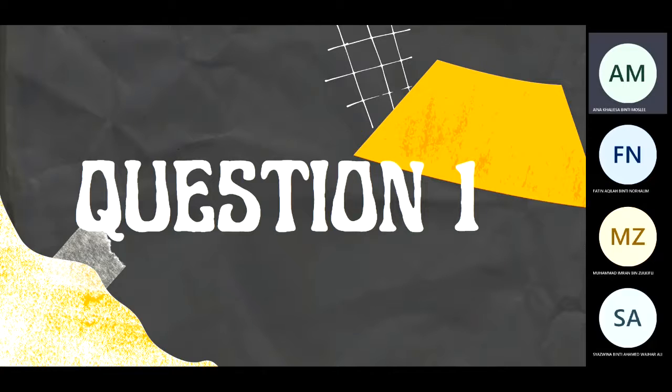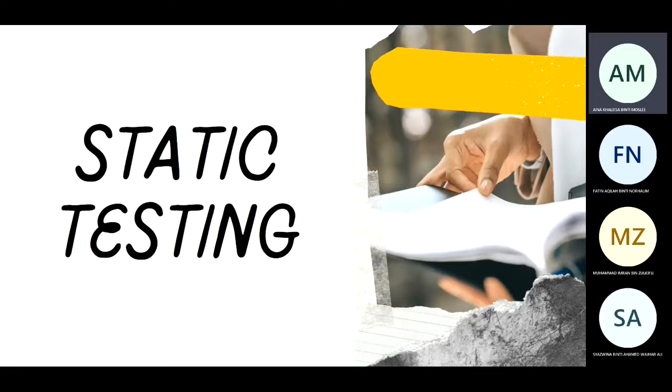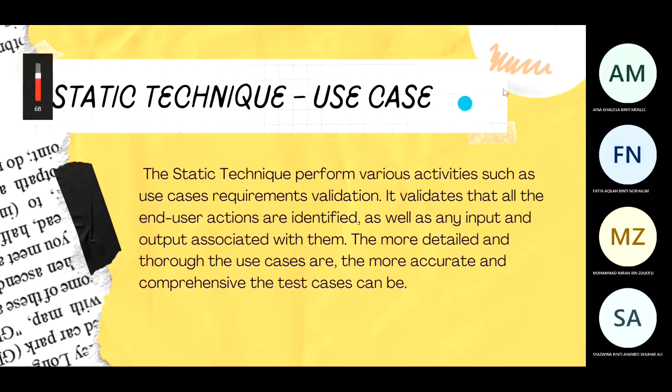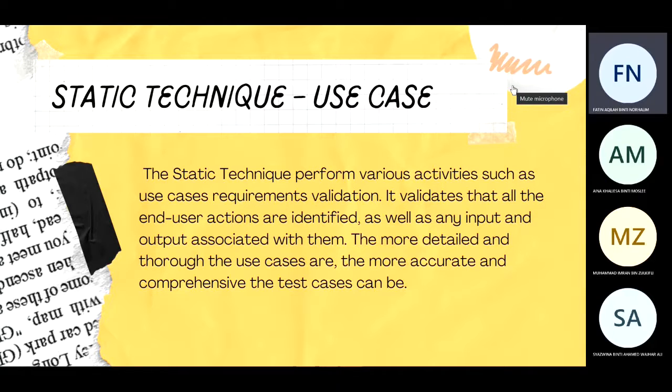For question 1, we will explain about static technique testing and dynamic technique testing. For static technique, the static technique performs various activities such as use case requirement validation. It validates that all the end user actions are identified, as well as any input and output associated with them. The more detailed and true the use cases are, the more accurate and comprehensive the test cases can be.